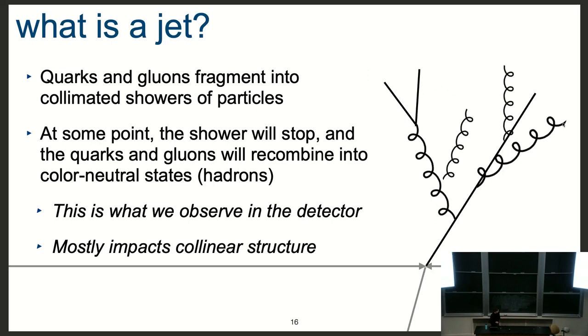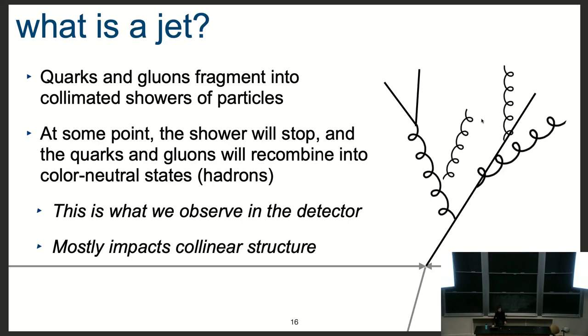The reason that they shower and that we don't observe them directly is because we can't observe these colored states. These aren't really stable. We have color confinement, which means that we can only observe color-neutral states. You have this mess of your showering, and at the end, instead, what you actually observe in the detector is some set of particles called hadrons, which are when these particles have combined into color-neutral states.